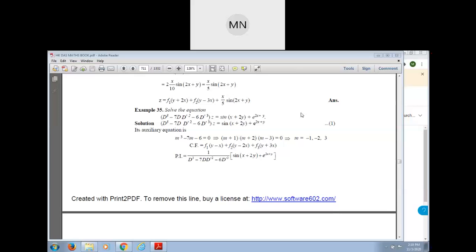I repeat it, because here D is m, we consider D as m and D dash as 1. So the auxiliary equation is m cube minus 7m minus 6 equals 0. Now can you factorize this equation?